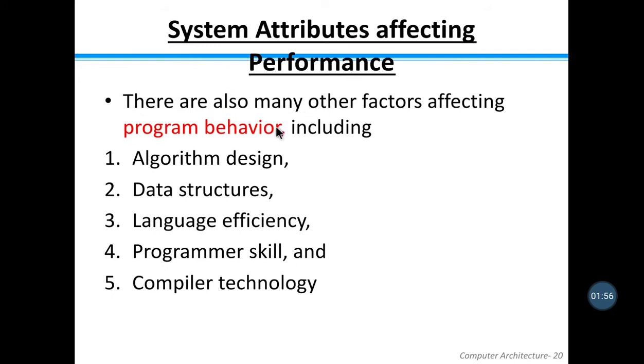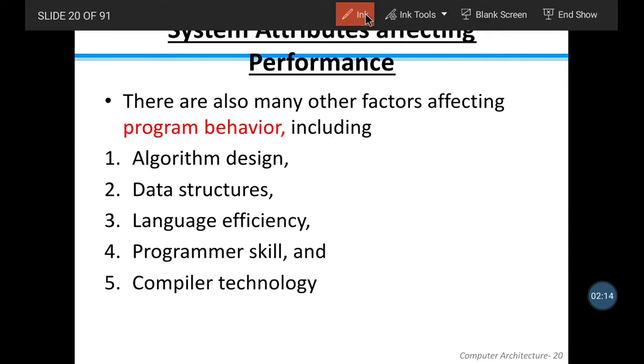And there are also many other factors affecting program behavior, including algorithm design, data structures, language efficiency, programmer skill, and compiler technology. Again, it depends on the experience of the engineer who is going to develop those systems. For example, in third sem, if you are developing any algorithm, we will design the algorithm in such a way that it may not be efficient, because by experience you will get more knowledge, and you will get to know how to optimize the solution.